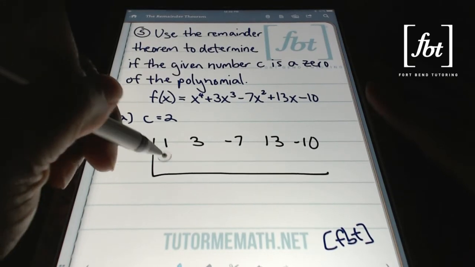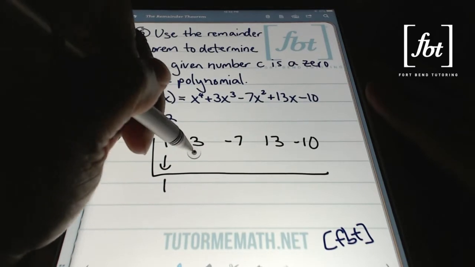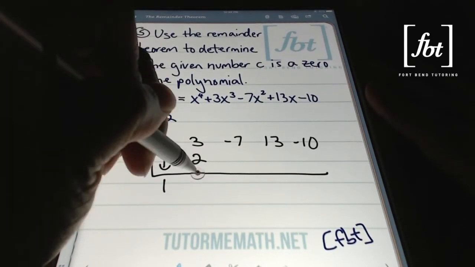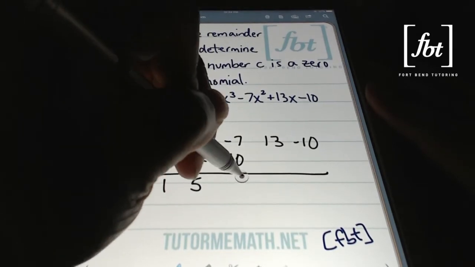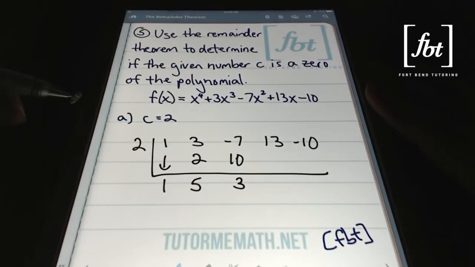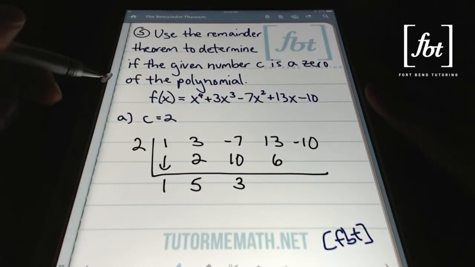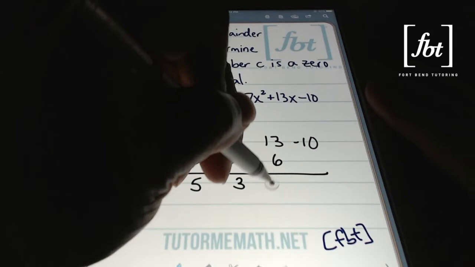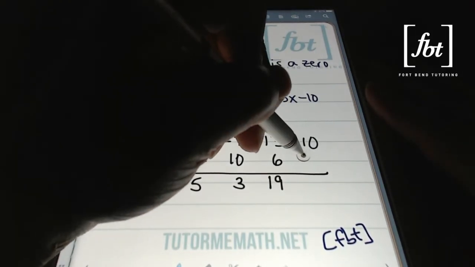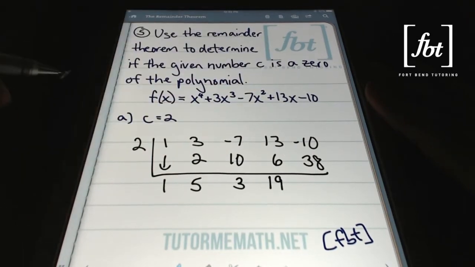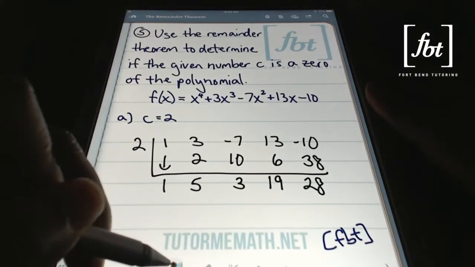So bring down that first value of 1, then multiply 2 times 1 to give you 2. Adding 3 plus 2 gives you 5. 2 times 5 gives you 10. We end up combining the -7 and 10 to give you 3. 2 times 3 is 6. The 6 and the 13, they'll add to give you 19. 2 times 19 is going to give you 38. And then combining -10 and 38, we end up with 28 as our result.